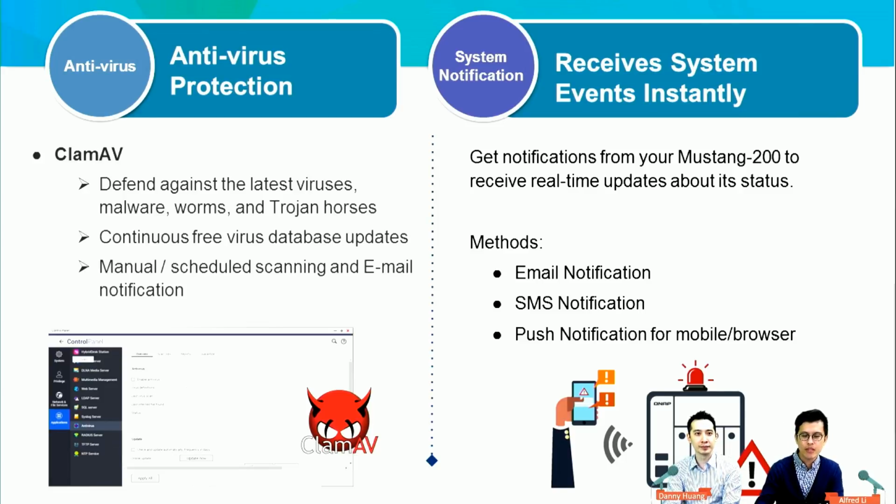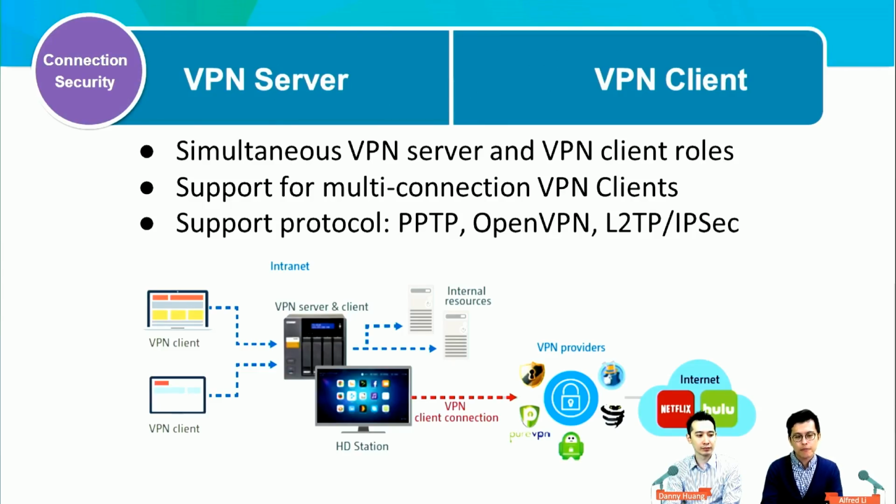And also talking about connection security. This is about private networks, the VPN service. In the QTS Lite, we support the VPN server and the client together. So that means you can treat the QTS Lite as a VPN server, and also use it as a VPN client to connect to other VPN servers. And we support many protocols such as PPTP, OpenVPN, and also L2TP, IPsec, and so on.